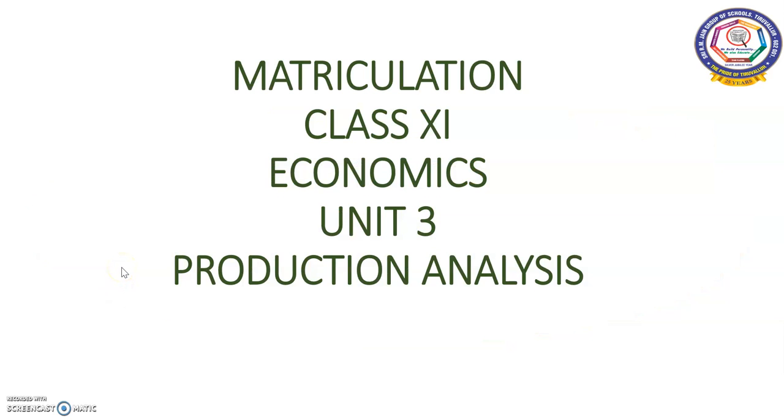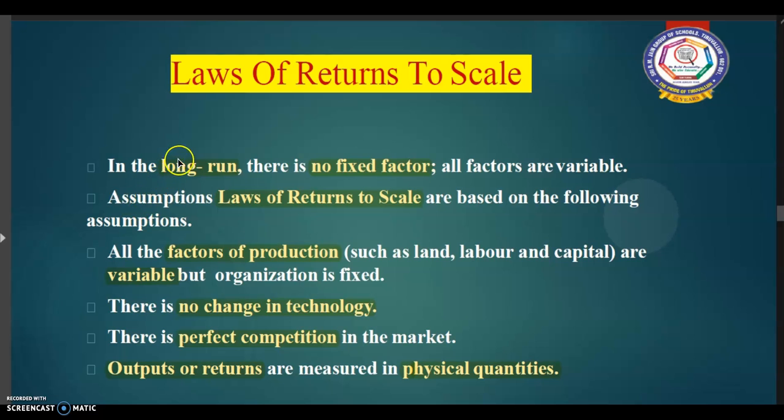Children, yesterday we discussed the law of variable proportions under production function. Today we are going to discuss the laws of returns to scale. In the long run, there is no fixed factor. All factors are variable. So the law of returns to scale explains the relationship between the output and the scale of inputs in the long run when all the inputs are increased in the same proportions.